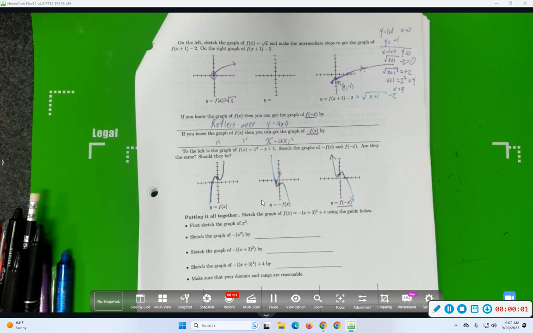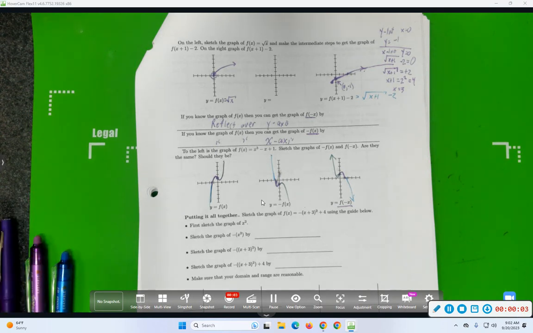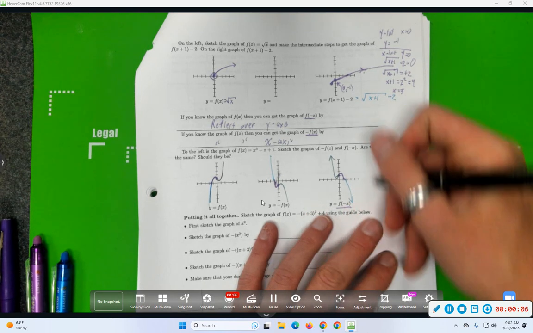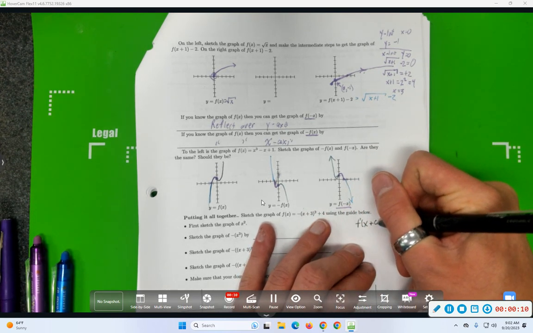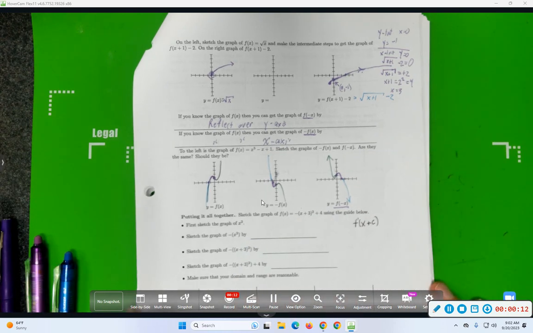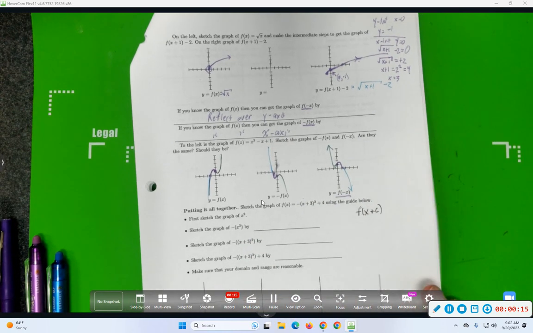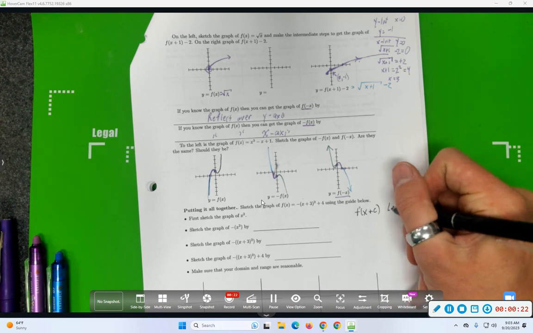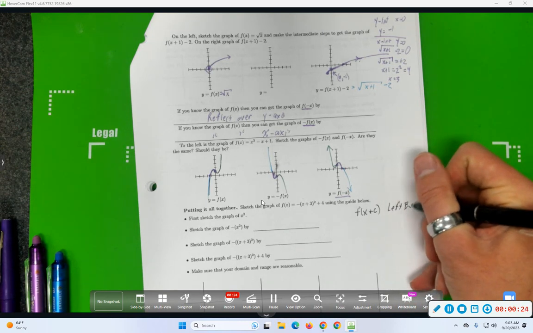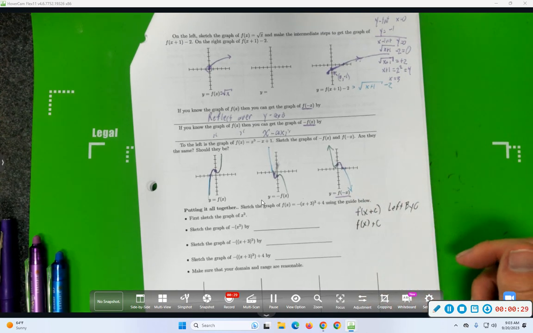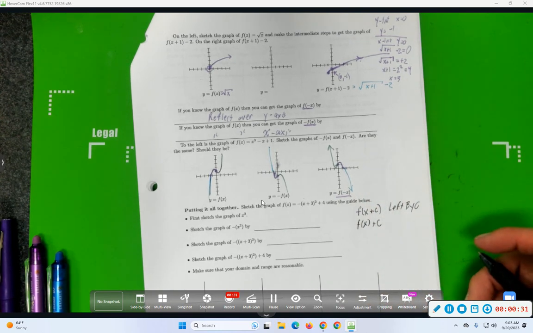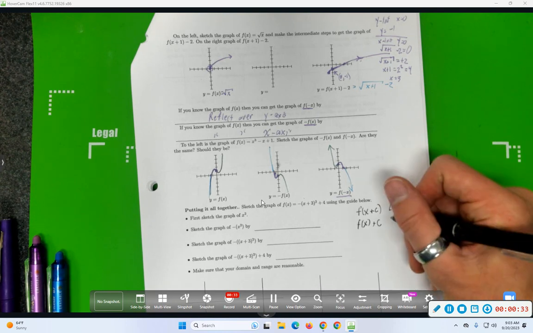Logarithmic moves and we know what they do to the graph. If you know the graph of f of x, and you add a constant c inside of the parentheses of that function, what does that do to the graph? Goes left by c. What if you add that constant outside of the parentheses? Up by c.